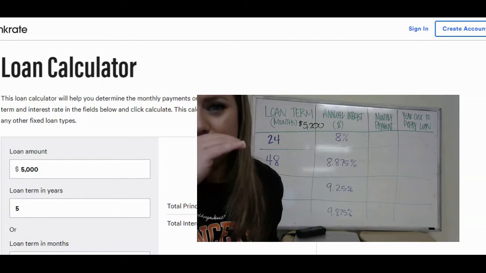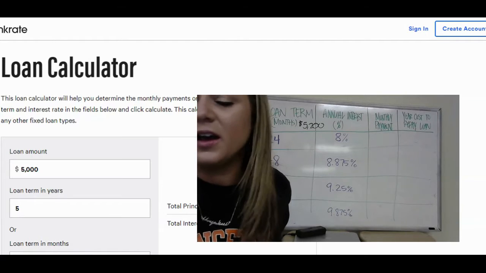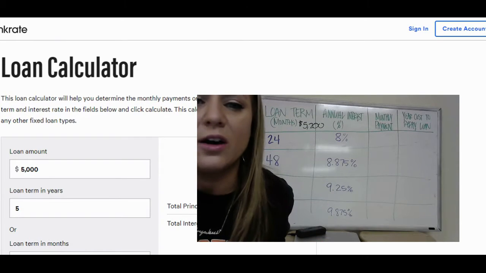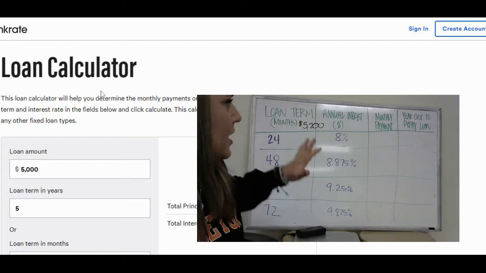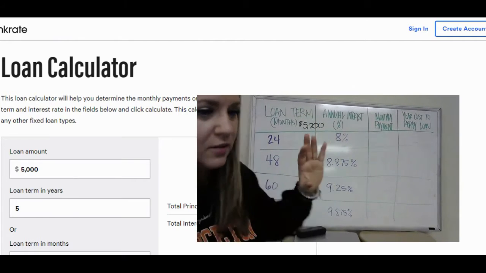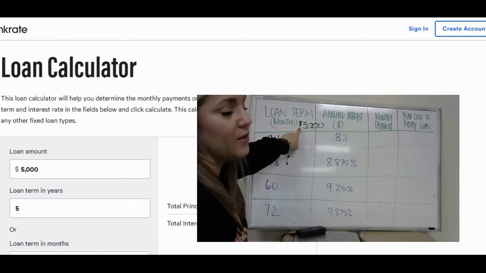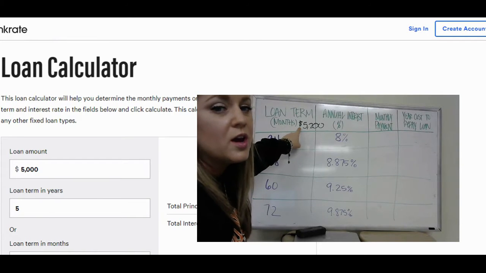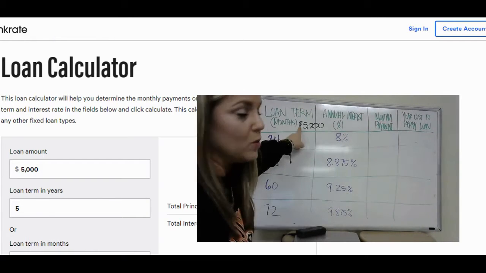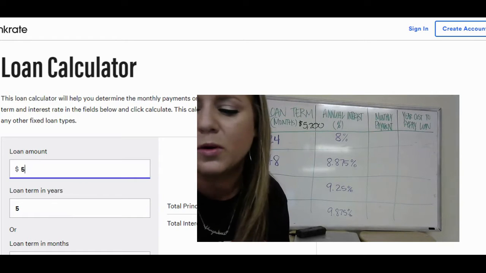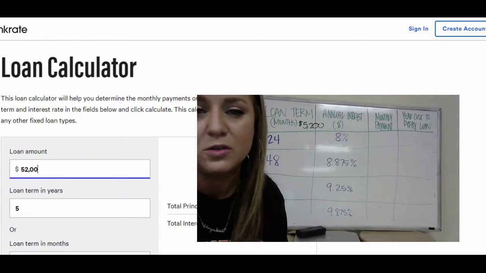All right, guys, if you look at this, it's bankrate.com. It's a loan calculator. I don't know if you can see it because it's probably tiny for you guys. I have this chart. I told y'all in the previous video, we're going to use the loan amount. Our principal is going to be $5,200. So in here where it says loan amount, I'm going to put $5,200, not $52,000.